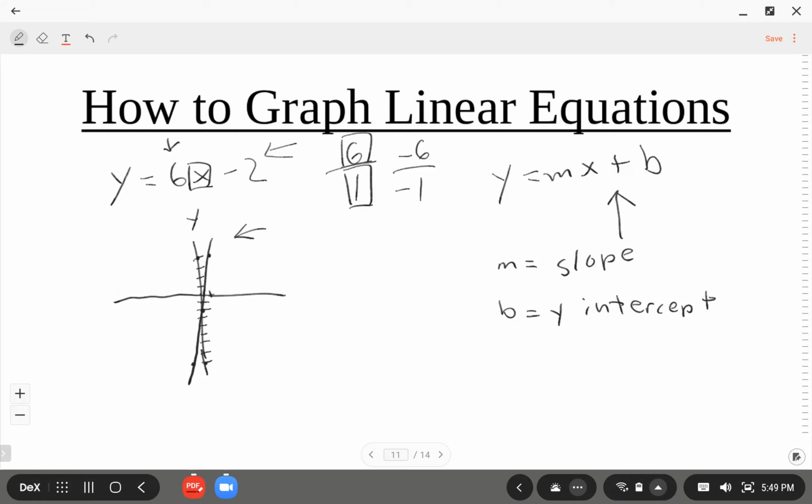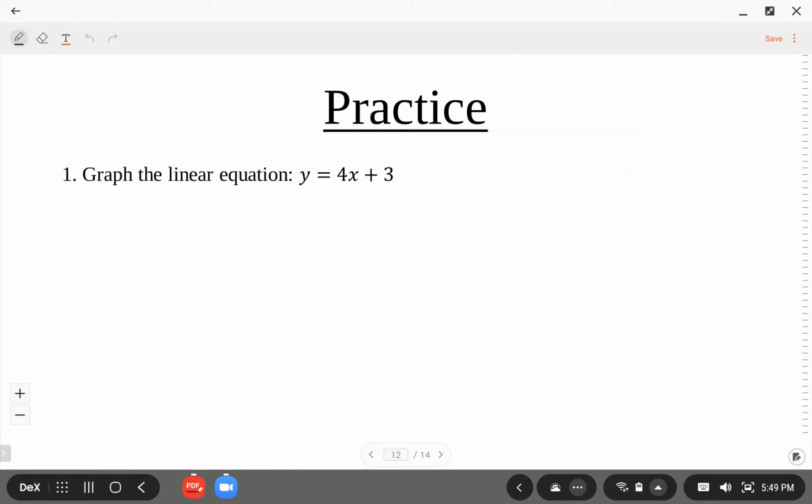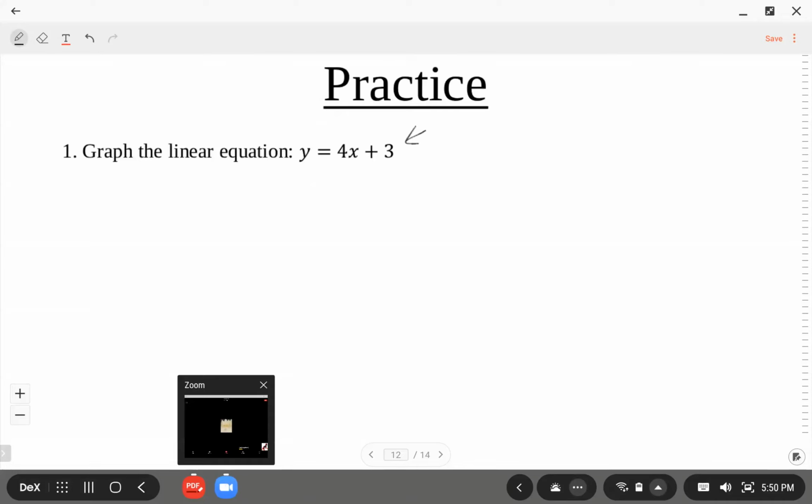So now please try and solve your own, okay, linear equations. So this is the first problem. Y equals 4x plus 3. Now, I've already put this in slope-intercept form for you, okay? So this is already in slope-intercept form. So please finish this problem and put it in the chat box, okay?